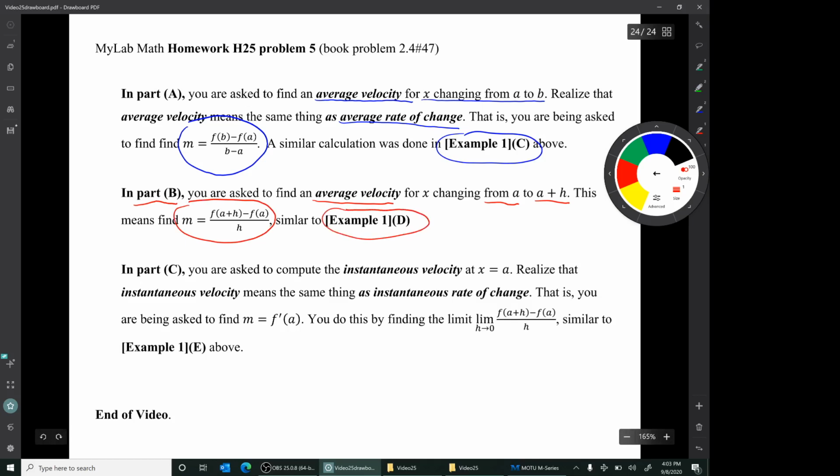Finally, in part C of question 5 on the homework, you're asked to compute the instantaneous velocity at x equals a. That means the same thing as instantaneous rate of change. That means you're being asked to find this quantity, which you do by finding this limit, which is what we did in example 1E above.